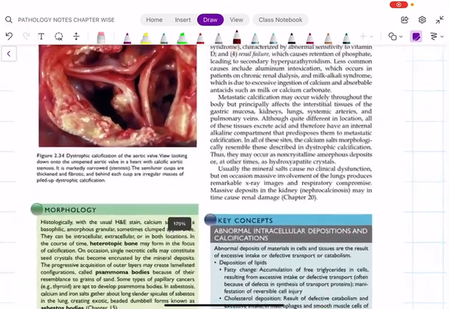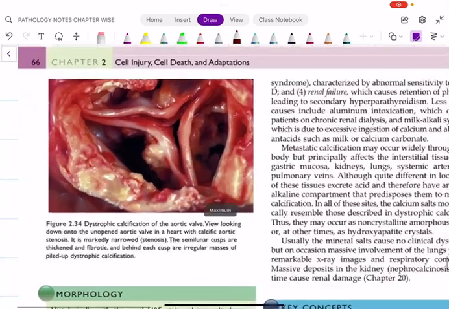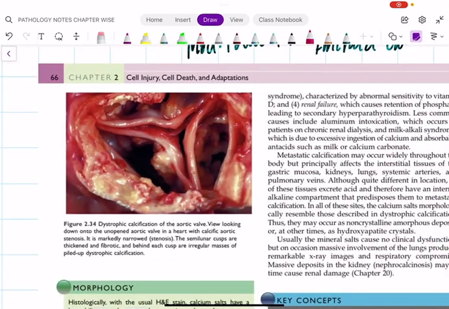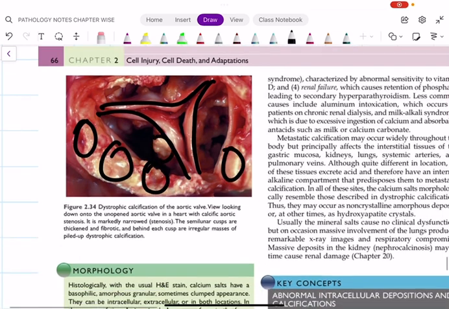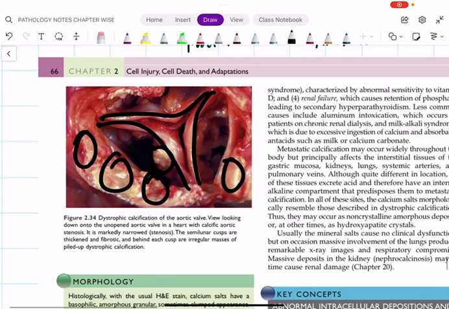See, you can see here, this is an aortic valve. One second. This is a valve of an aorta. I am drawing the boundary here. You can see some plaques here, whitish plaques. They are nothing else but what? Aortic valve calcification, which is a type of dystrophic calcification.